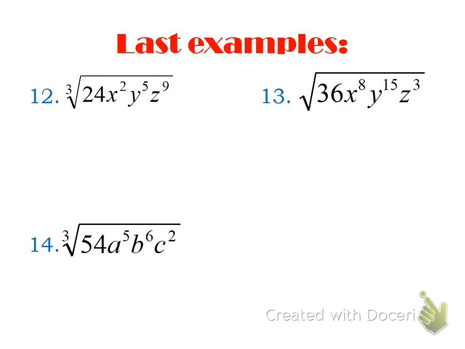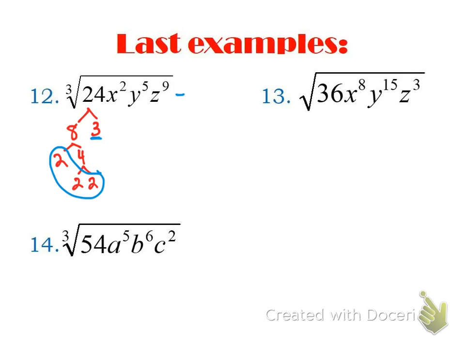On number 12, we're taking a cube root. So we are breaking down 24. What does 24 break into? 8 and 3. 8 breaks into 2 and 4. 4 breaks into 2 and 2. We're looking for groups of 3. What do we have a group of 3 of? 2's, and what's alone? The 3.